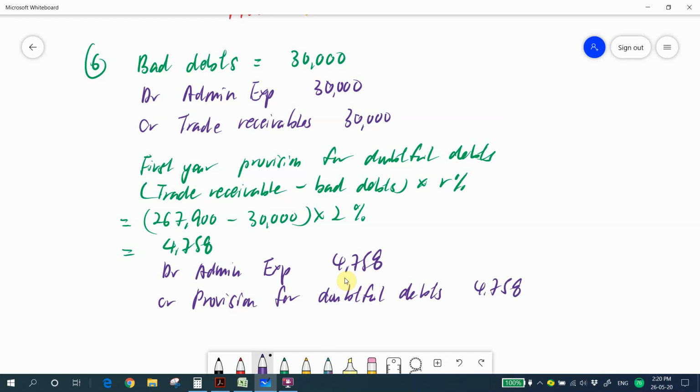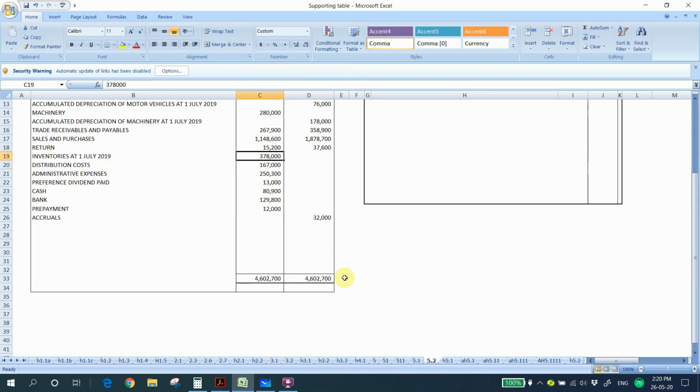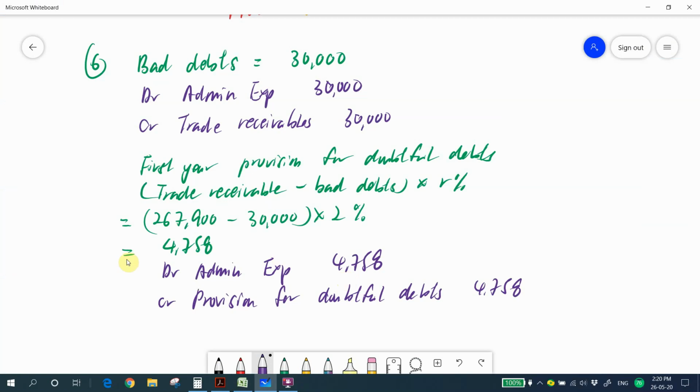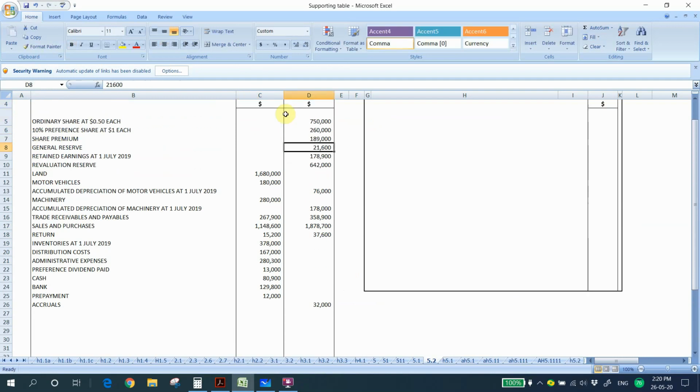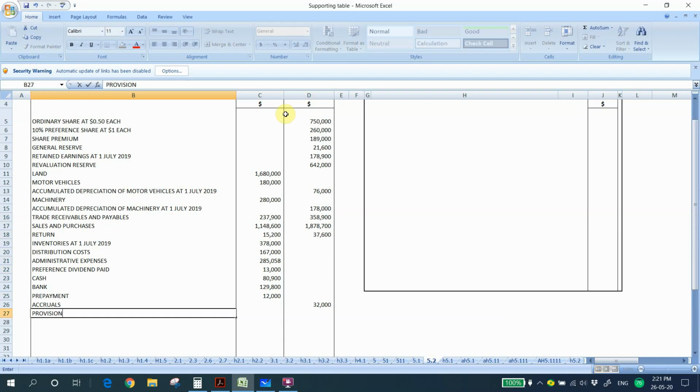Right, let's reflect this in our trial balance. Sorry, we record the bad debt first, the 30,000. So admin 830. Our trade receivables minus 30. And admin add another 4,758 and we add another provision for doubtful debts, 4,758.